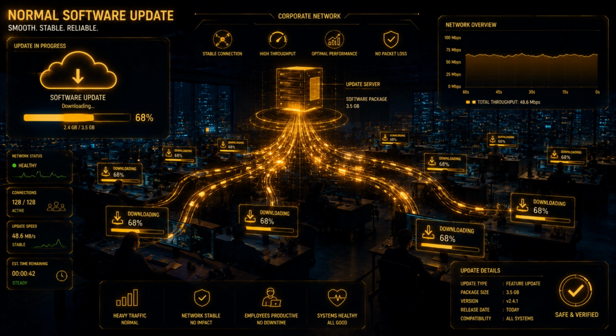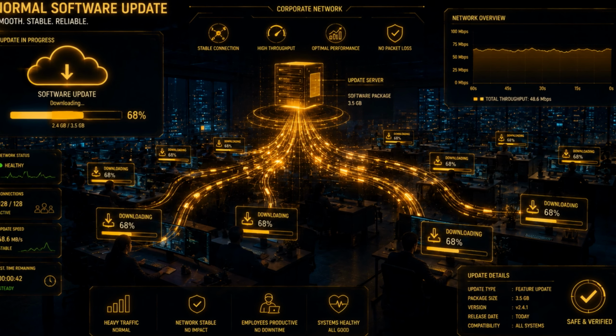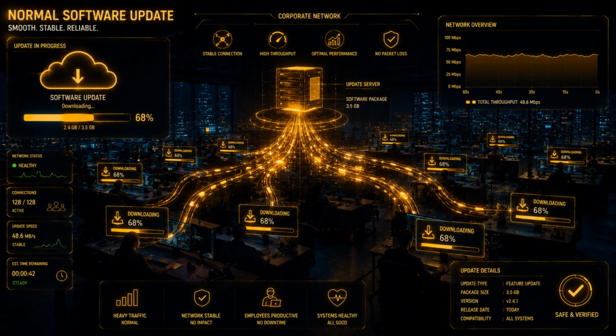Now let's put these ideas together. Imagine your entire company is downloading a large software update. The network becomes busy. Throughput goes up, but everything is working normally.